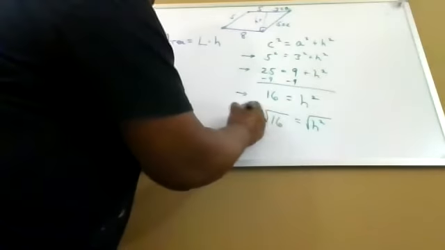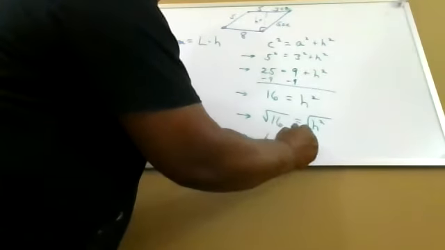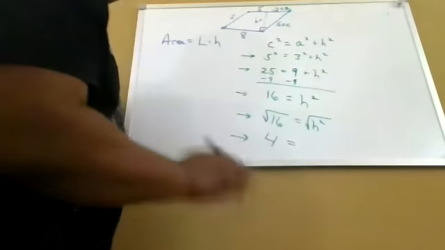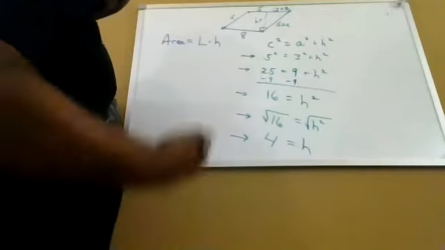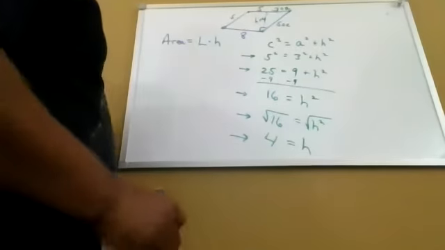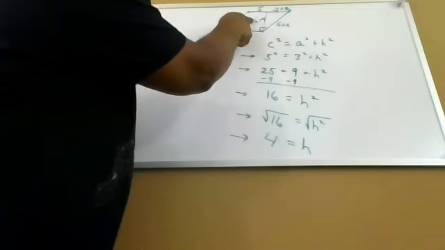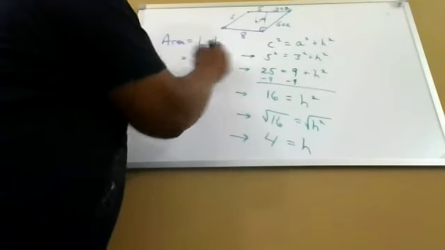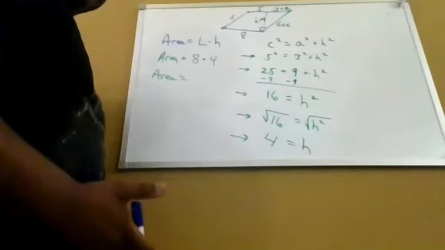That leaves us with the square root of 16, which equals 4, equals the square root, and the exponent 2 cancel out, leaving us just H. So H equals 4. Our height of that right triangle equals 4. So now, to find the area, we can multiply the length, which is 8, times the height, which is 4. And 8 times 4 is 32.